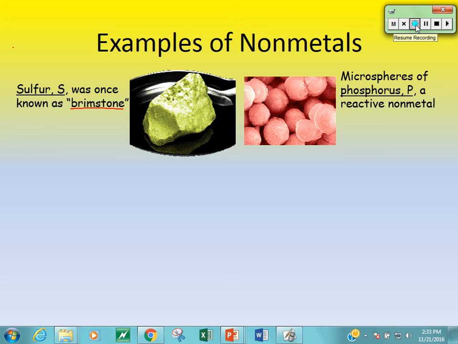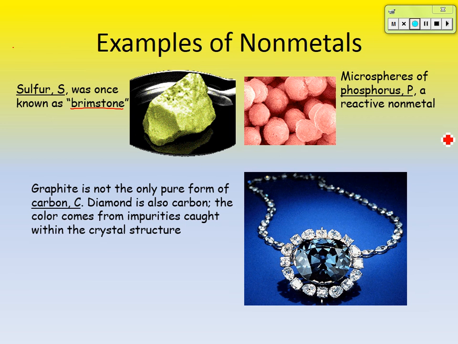All right, and phosphorus is a nonmetal. Let's go through a couple more. Graphite is not the only pure form of carbon. Guys, what is this right here? Yeah, it's known as one of the biggest diamonds in the world, the Hope diamond. What element makes up a diamond?